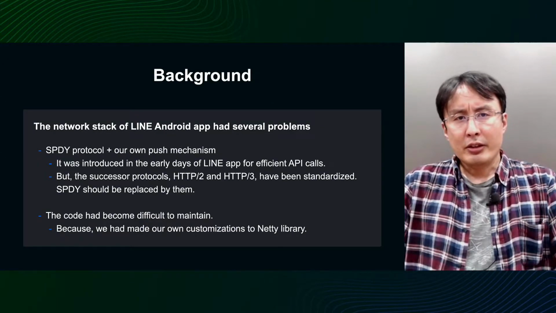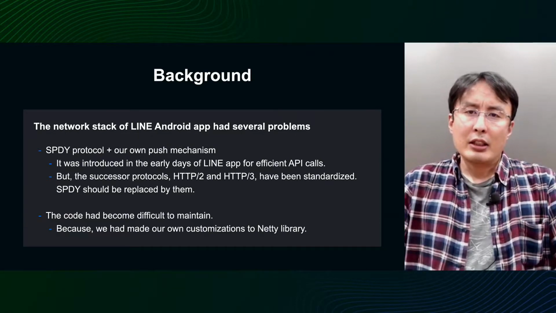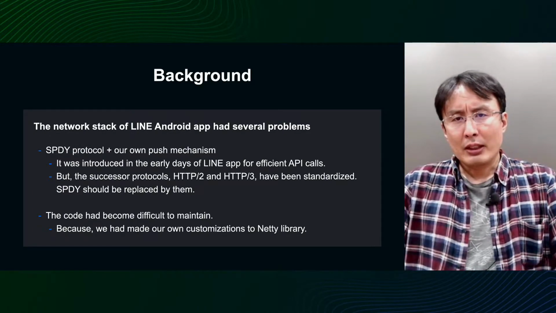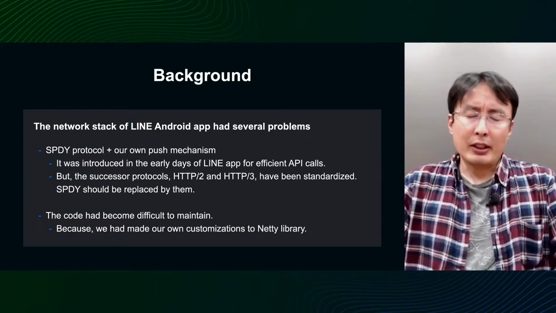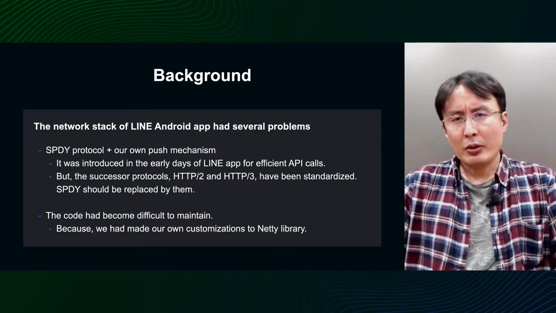There were some serious problems with the network stack on the LINE app. The first was that we were using the SPDY protocol as a base with our own push mechanism extensions. The SPDY protocol was originally introduced in the early days of the LINE app in order to make efficient API calls. However, now that protocols such as HTTP2 and HTTP3 have been standardized as successors to SPDY, the protocol used by the LINE app should be replaced by these.